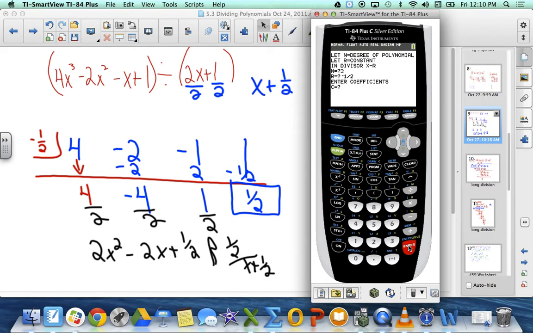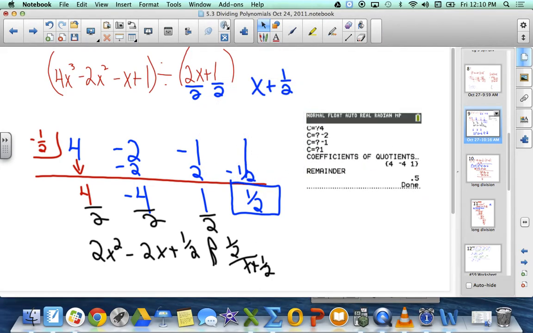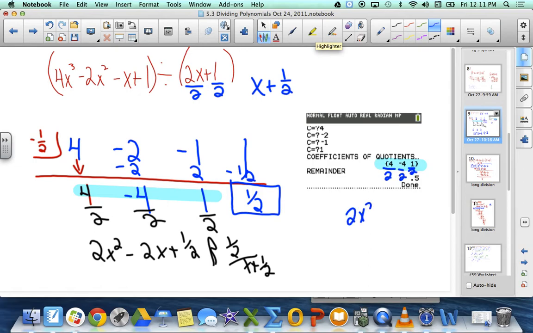Next, it asks for the coefficients. The coefficients are 4, -2, -1, and +1. So it gives us our answer, which you'll notice is the same as these numbers. We have to divide these by 2 as well. So when we divide each one of these by 2, we get 2x squared minus 2x plus 1/2 with a remainder of 1/2.